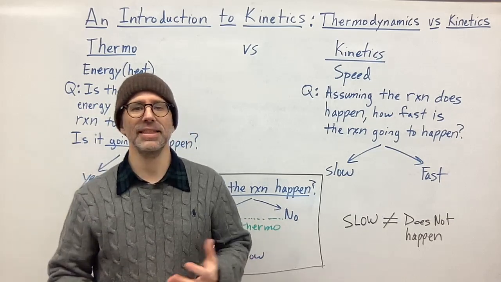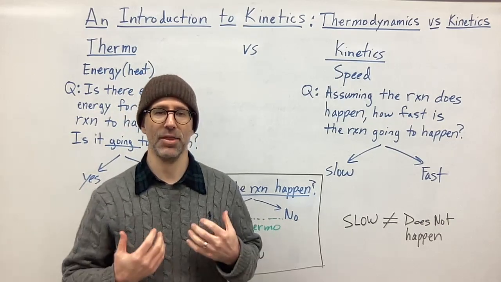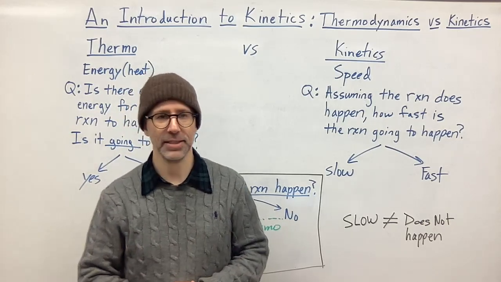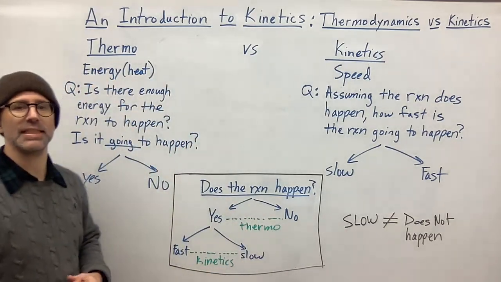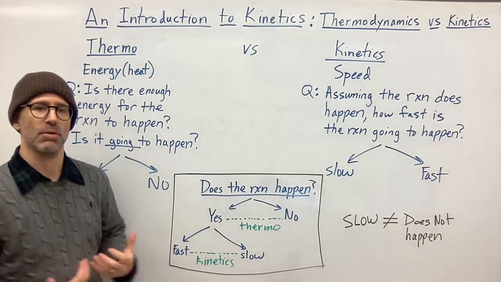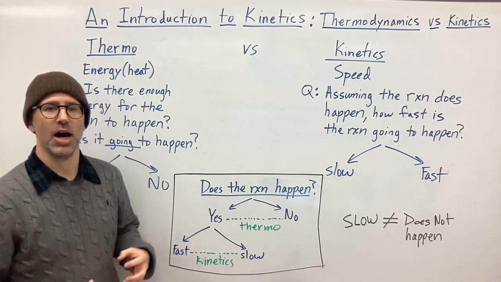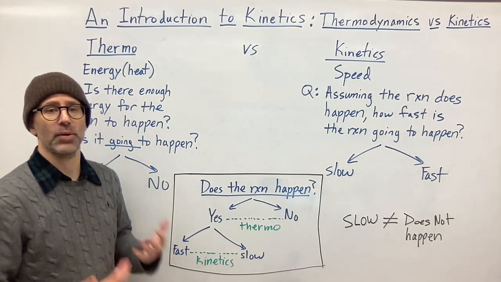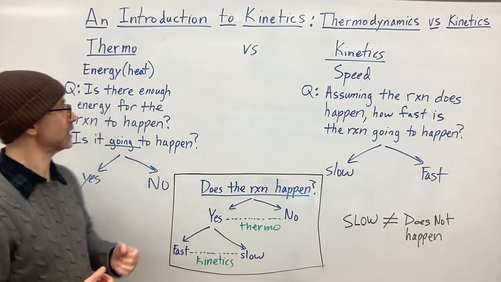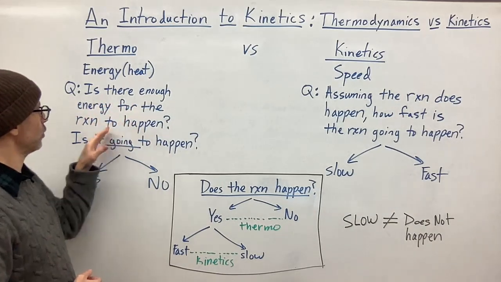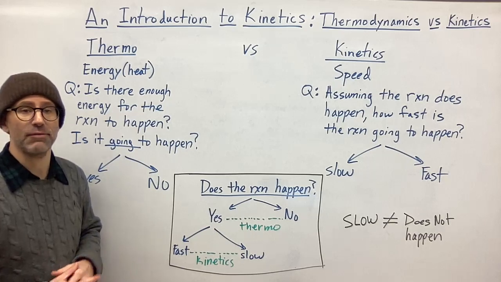So, what is the distinction between thermodynamics and kinetics? This can be summed up by the kinds of questions that they are asking. First, thermodynamics. Thermodynamics is dealing with energy, heat. That's where thermo comes from. Thermo comes from the Greek thermos, which means heat. And so, thermodynamics is related to energy and heat. The question regarding thermodynamics is: is there enough energy for the reaction to happen? That is what thermodynamics is interested in for chemistry.